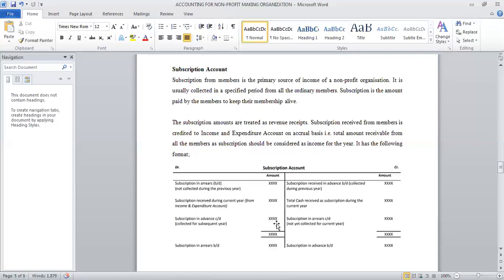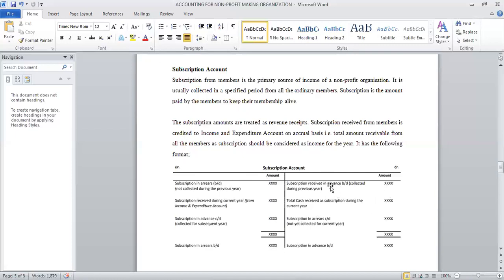At this particular juncture, I hope, students, you are able to understand what we are subtracting here. It is what is not meant for the current financial year. This one is for the previous financial year. This one is for the next financial year. So we subtract them.